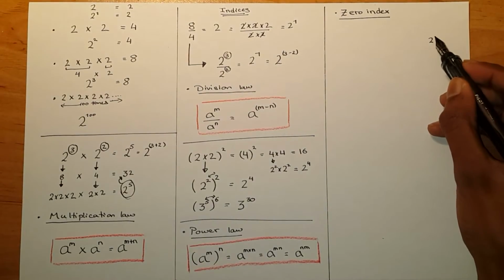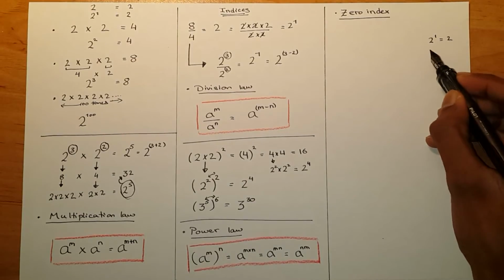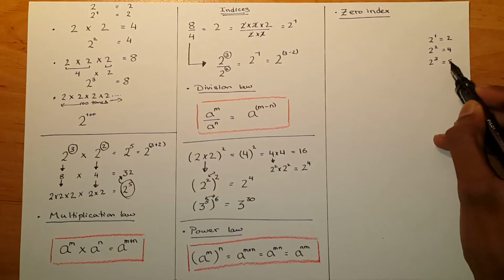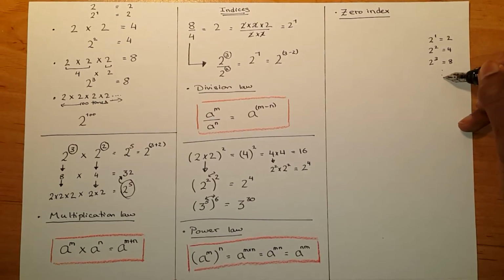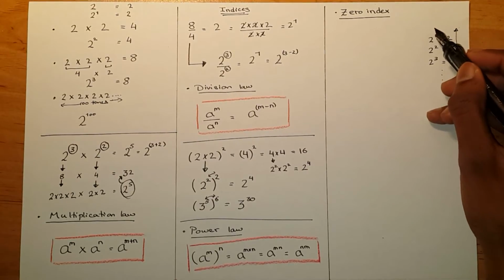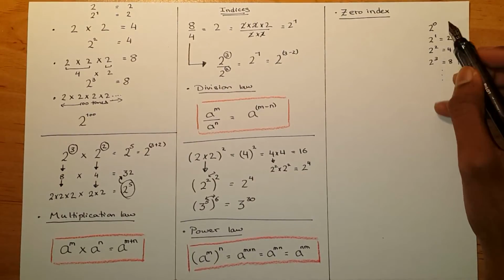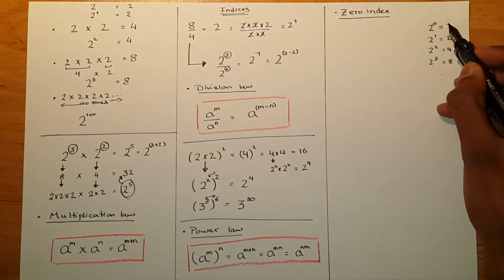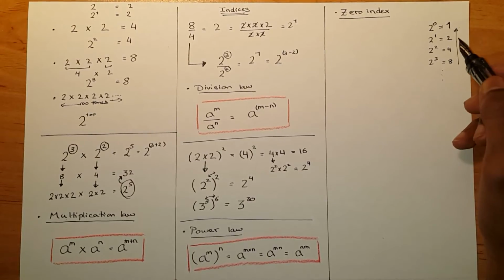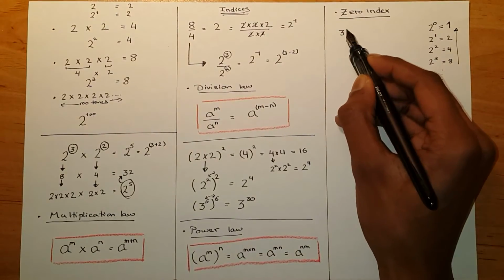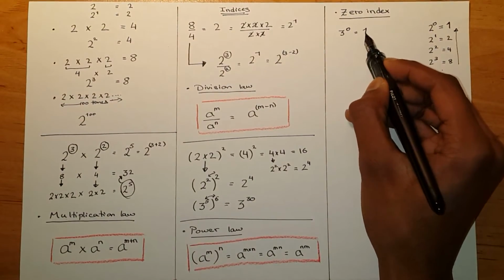Let's say you have 2 to the power 1 equals 2, 2 to the power of 2 equals 4, and 2 to the power of 3 is equal to 8, and so on and so forth. But if we had to go in this direction, the next number we would have to write here would be 2 to the power of 0. And 2 to the power of 0 equals 1. That's something that you should learn. Any number to the power of 0 is equal to 1, like here.